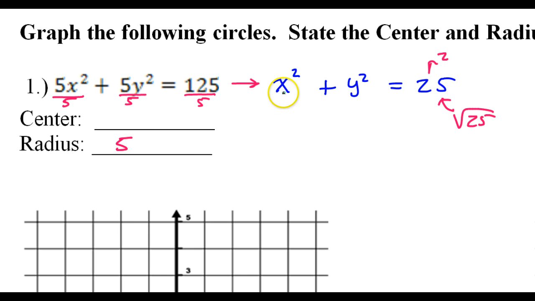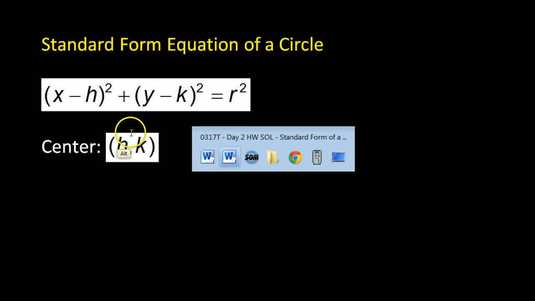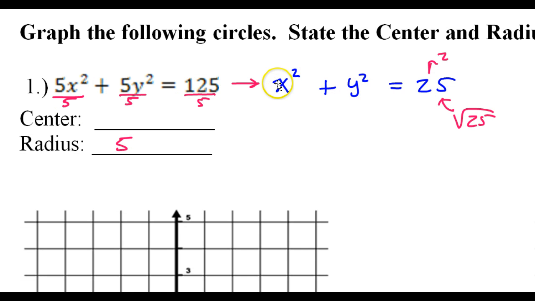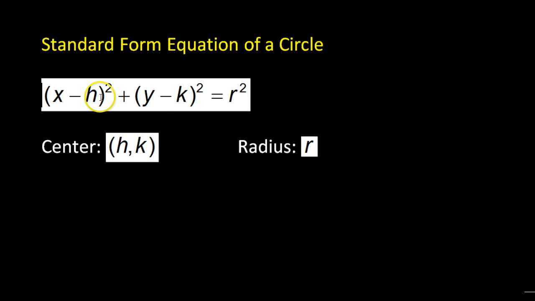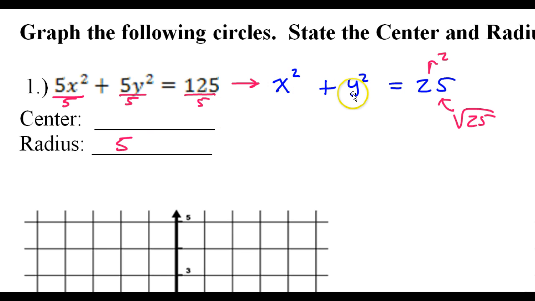Now the center, looking back at the formula, it's supposed to be x minus h, y minus k. But I look here, it's just x and y. There's no minus. That must mean that h and k are 0. That's why if I just have x squared and y squared, the center must be (0, 0).